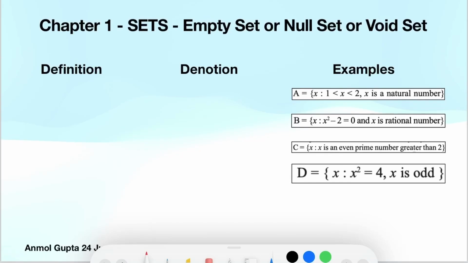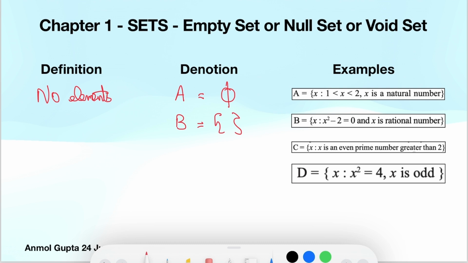An empty set, or null set, or void set, has no elements in it. An empty set can be denoted by phi. Examples of an empty set: A equals x such that x is between 1 and 2, x is a natural number. Obviously between 1 and 2 there is no natural number, so A can be considered as an empty set.